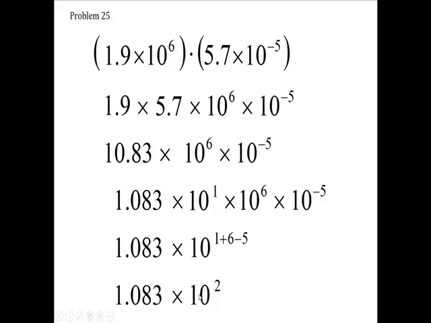If they want it in standard notation, I'll move the decimal 2 places to the right. So it's going to go over after the 0 and after the 8. That's 2 places. That's why it's 10 squared. So you'd have 108.3 in standard notation. This is the answer in scientific notation. This is the standard way of writing this, so we call that standard notation.